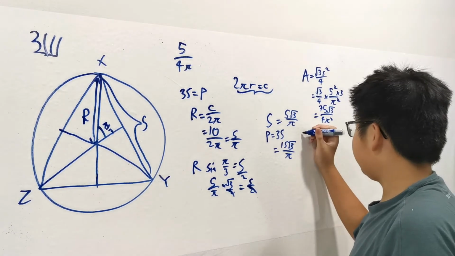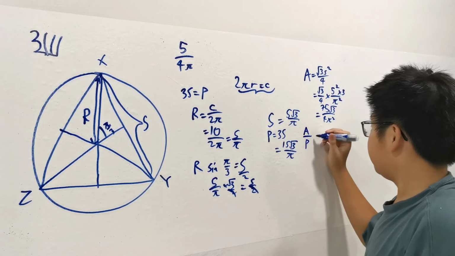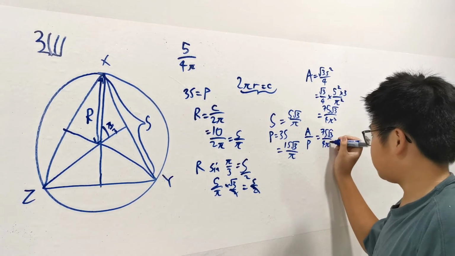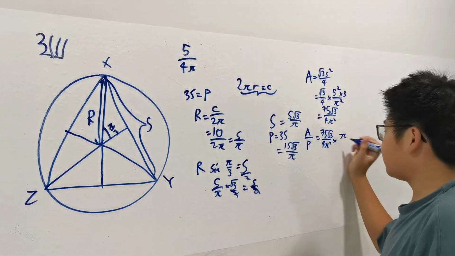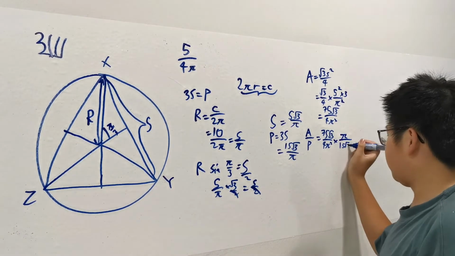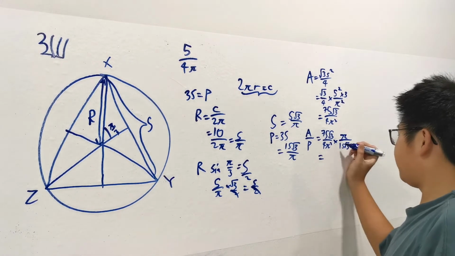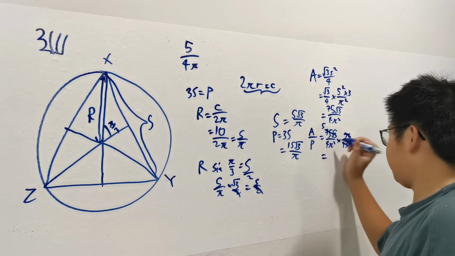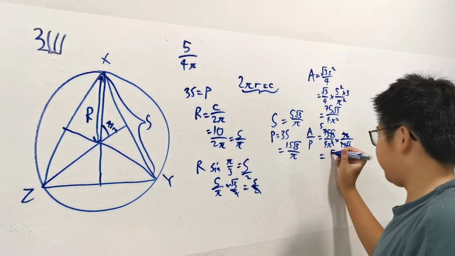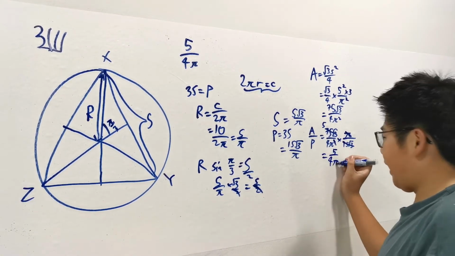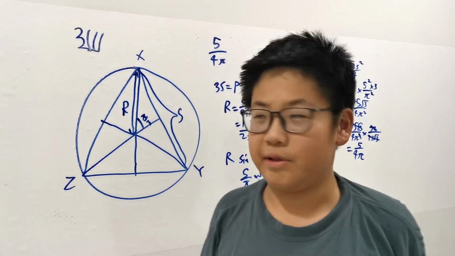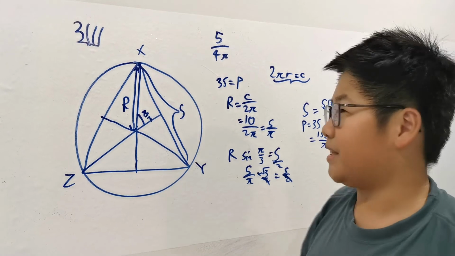Why don't we try dividing A by P? That equals 75 root 3 over 4 pi squared divided by 15 root 3 over pi. You know how to divide fractions? Flip the other and multiply. Then we can take away 15 root 3 from here to get 5 here. We can take off pi, and then bingo, we are left with 5 over 4 pi. So there we have it. We have found a simple relationship between A and P.